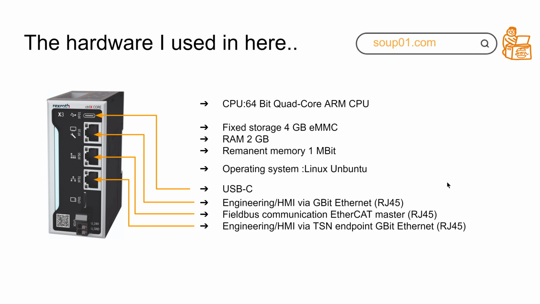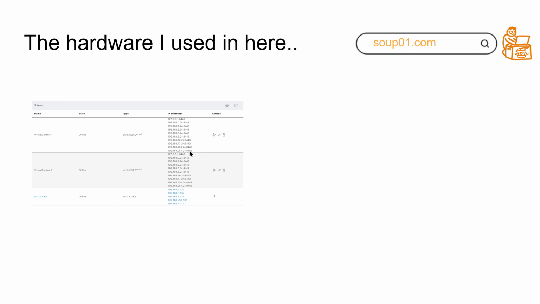Then with 3 ports. The first port is for engineering. The second port is for EtherCAT, and the last port is an engineering or HMI port with TSN endpoint. The other one I would like to use in here is the virtual core, because I don't have enough license to install all the apps in one ctrlX.